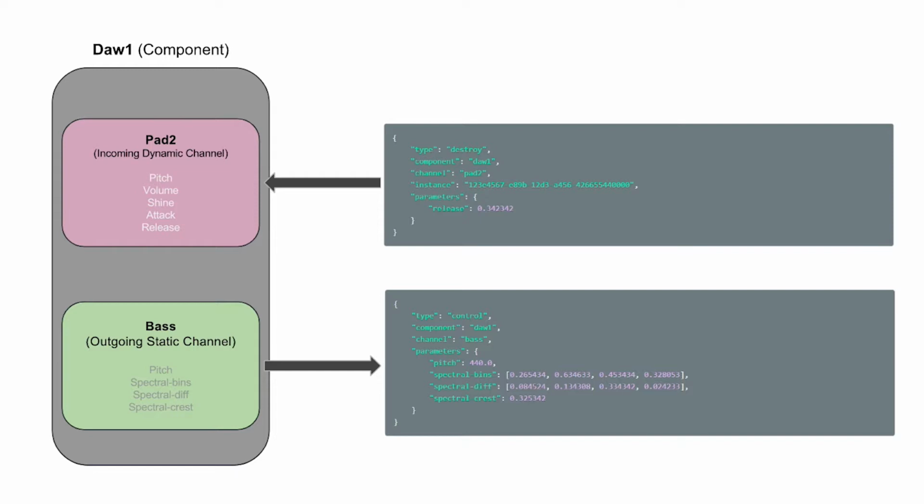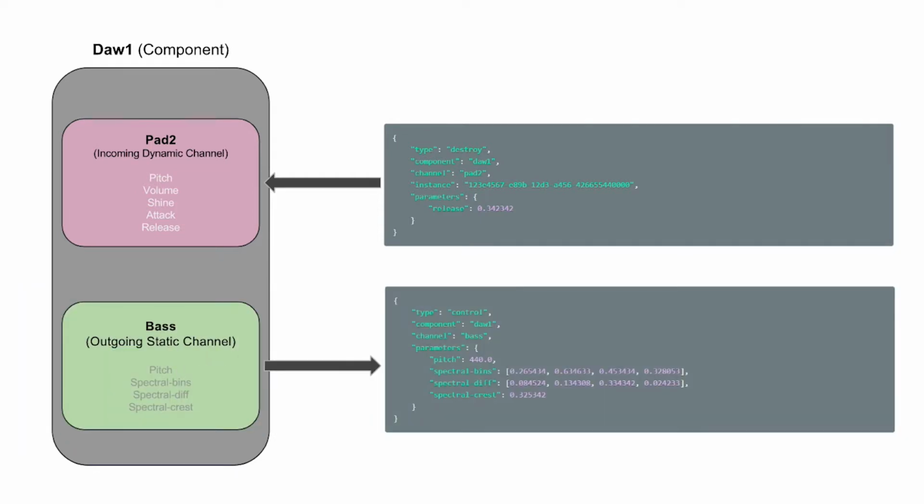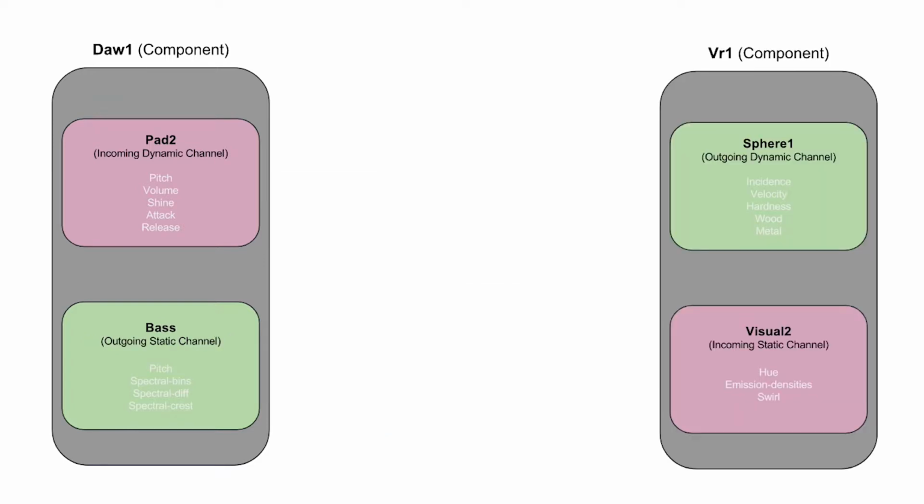So now imagine that we have another software component, in this case a VR simulation running in Unity possibly, that exposes a different set of channels with different parameters. So in this case I've got an outgoing dynamic channel which represents a sphere and interaction with this sphere in terms of contacts and collisions with it. And essentially a new instance is generated every time an object comes into contact with that sphere and lasts for the duration of the contact. And there's another incoming static channel which is used, for example, to control the hue or emission densities or swirl of a particle system, say.